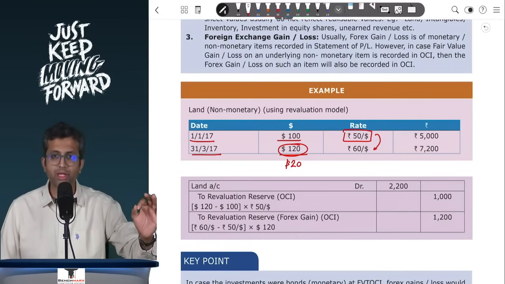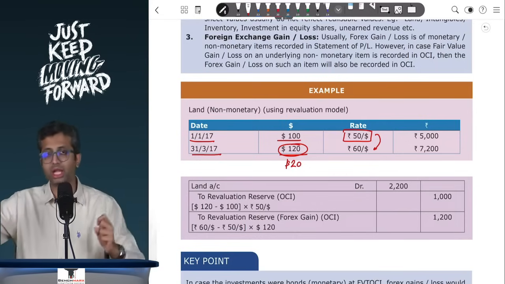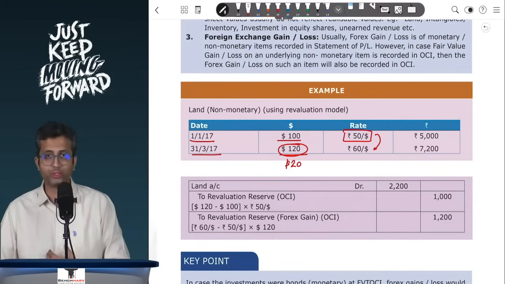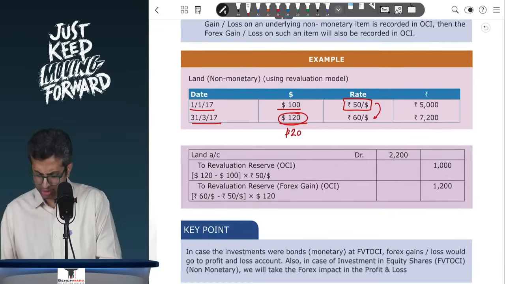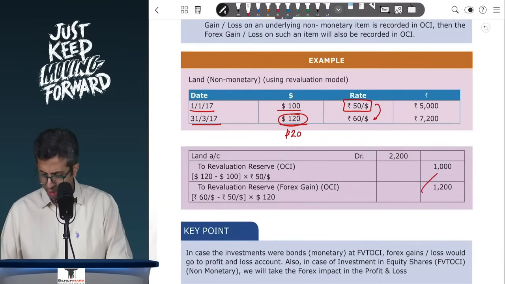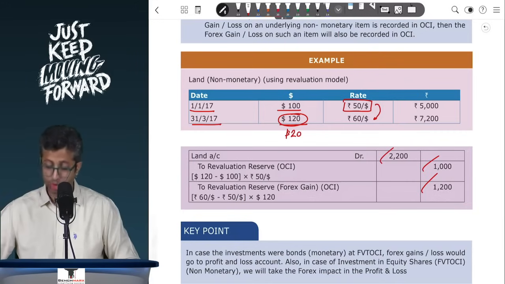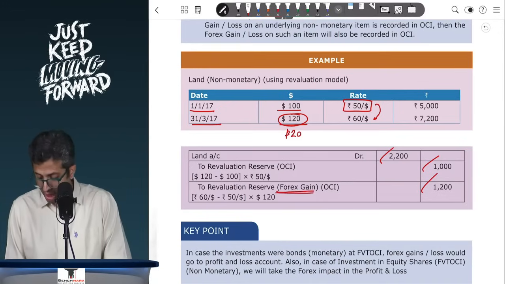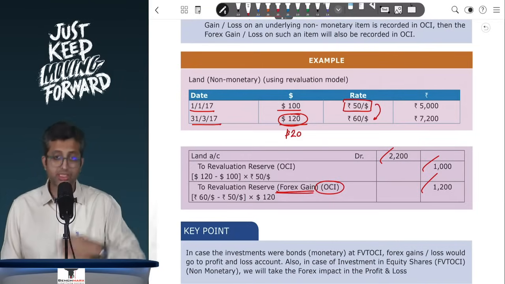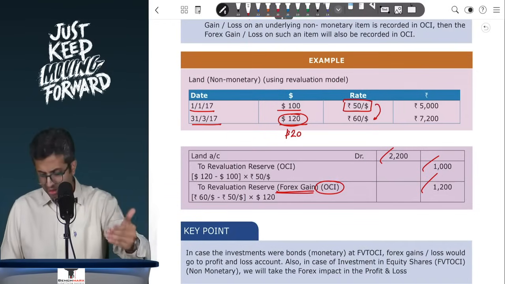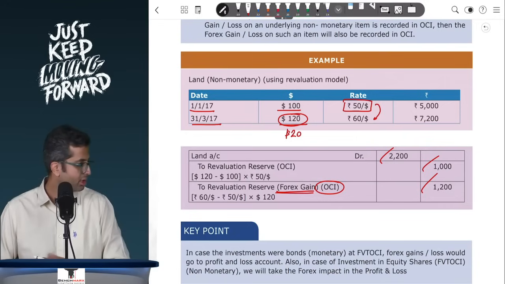So your entry will be: land account debit to revaluation in the OCI, that will be, let us say, 10,000, and to foreign exchange gain, which is also going as a part of the revaluation in the OCI, which is, for example, over here 1200. Hence your land will be debited, and corresponding to that you will have revaluation reserve, and secondly, even the foreign exchange gain will go to the OCI. Why? Because this is a foreign exchange gain on the land whose gains or losses are to be taken into the OCI. Then the revaluation gain will also be taken into the OCI.